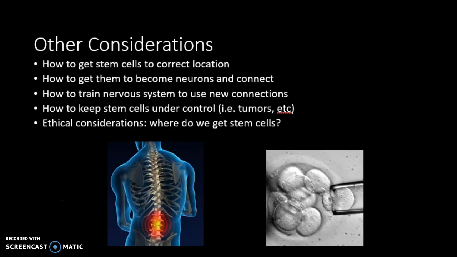But we do need to consider how to get stem cells to the correct location to help repair some of that damage, how to get them to become neurons and then connect to one another to have that communication, how to train the nervous system to use the new connections, and how to keep stem cells under control to make sure there's no tumor growth. And then we also have, obviously, the ethical considerations of where we get our stem cells from. And that's the end of this lecture.